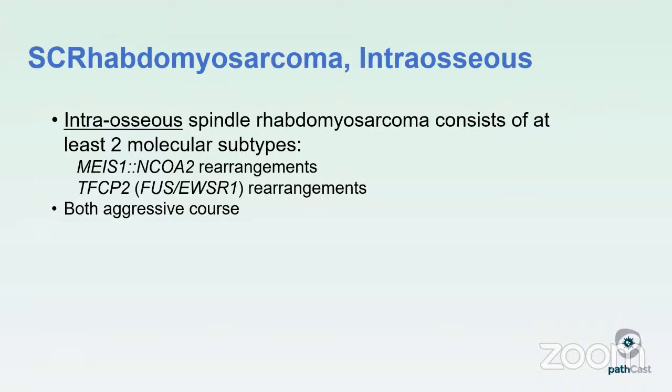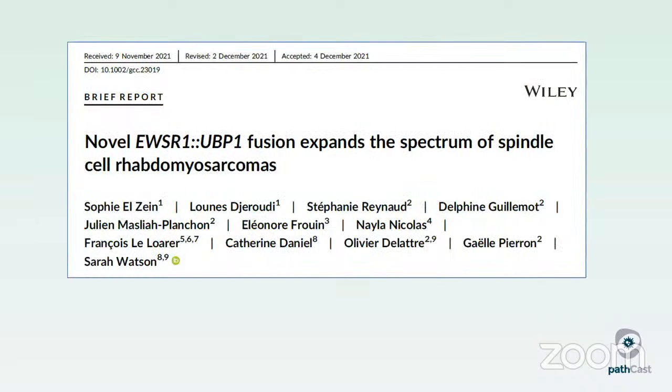Just to highlight intraosseous rhabdomyosarcomas, we covered two of them so far, the spindle ones. At least two molecular subtypes have been reported. Ones with NCOA2 rearrangements that we discussed, they follow an aggressive course and it's in the adult population. And then TFCP2 ones, we also discussed that, with a propensity for head and neck of female patients, and they both follow an aggressive course. Okay.